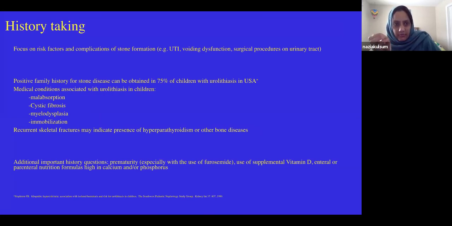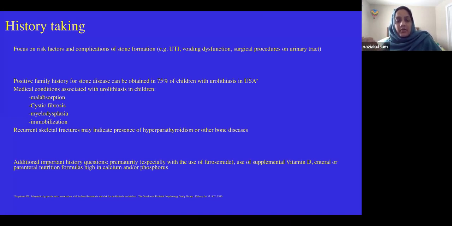In the history taking, you're focusing on all these factors, for example, UTIs, voiding dysfunction, previous surgical procedures, especially for the urinary tract system. Then you want to obtain if there is a family history of kidney stones. As previously alluded, almost 75% of the children with kidney stones have one family member who has had kidney stones in the past. So it is very common.